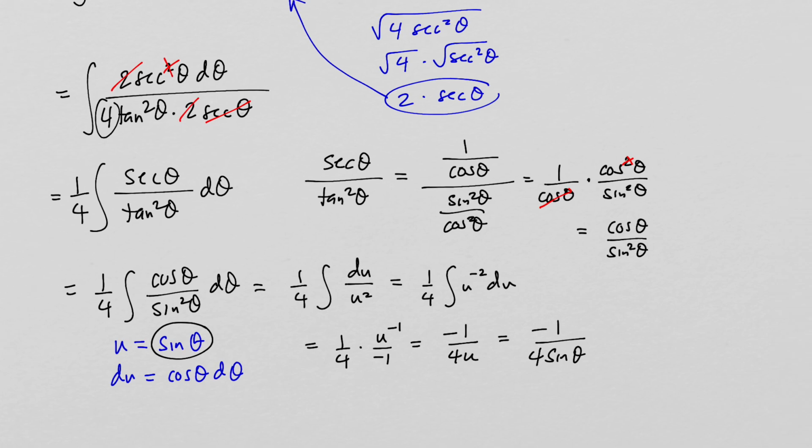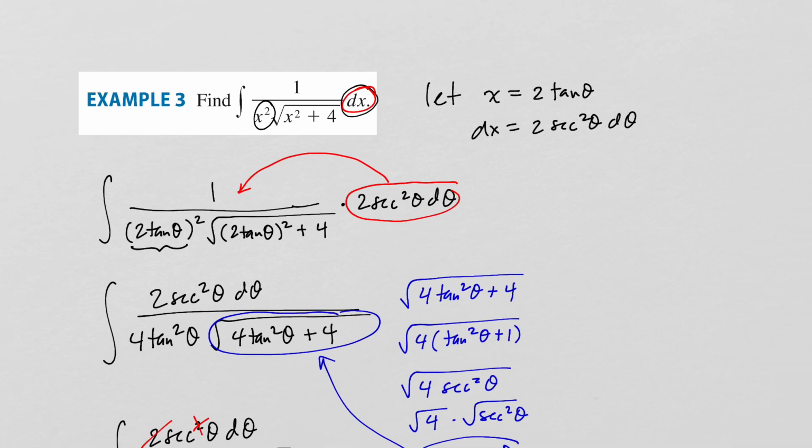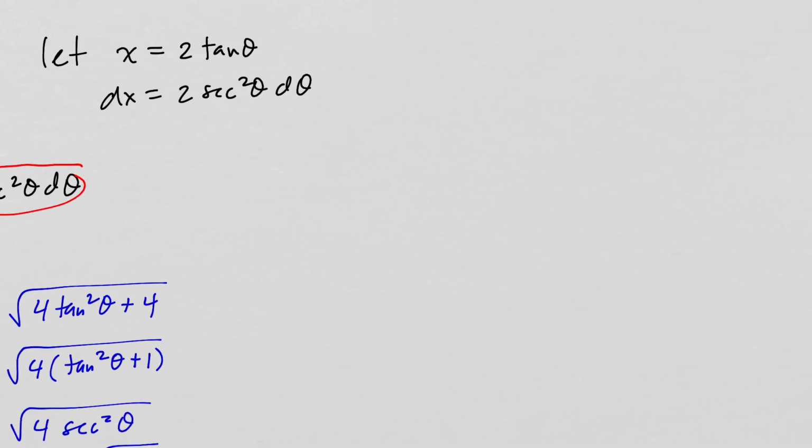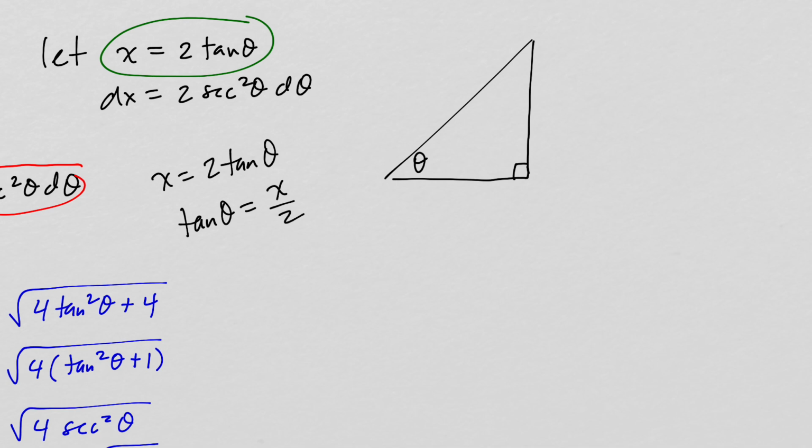And then finally, we have to say, but what is sine of theta? So for this, we have to go all the way back to the beginning where we made our substitution. And we're going to draw a right triangle to represent the original substitution here. So when I draw that triangle, here's my right triangle. Here's theta. We know that x equals 2 tangent of theta. That's the same thing as saying tangent of theta is equal to x divided by 2. Tangent is opposite over adjacent. And so this would have to be x, and this would have to be 2.